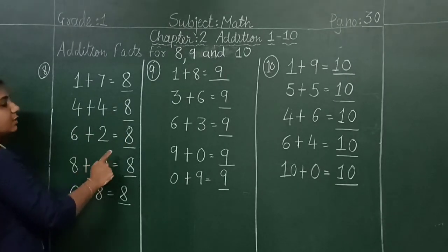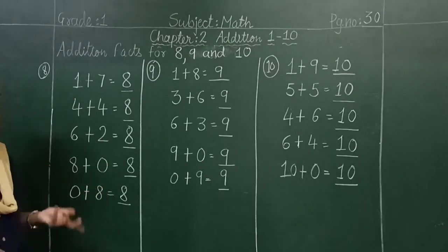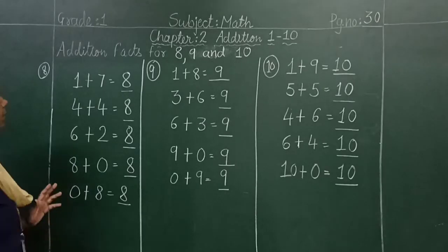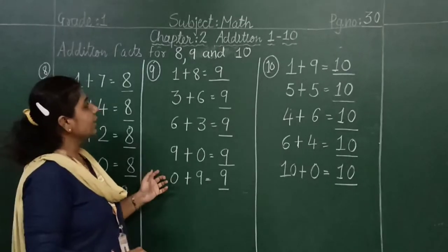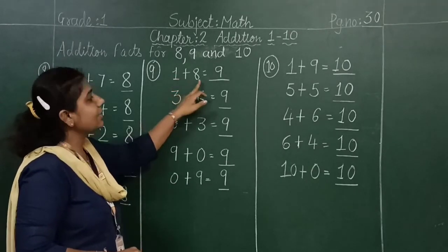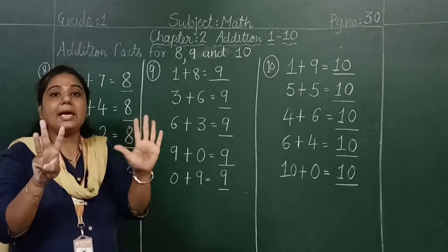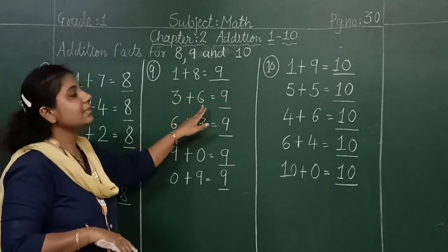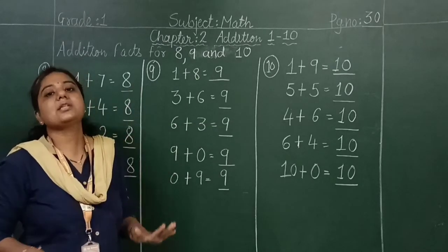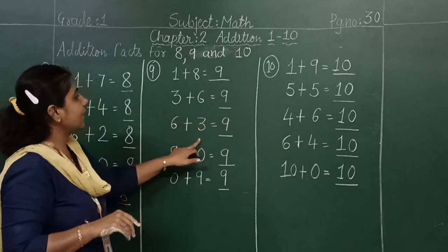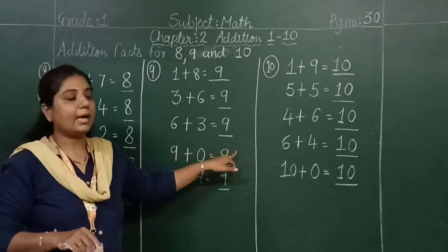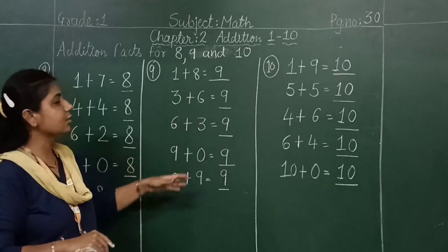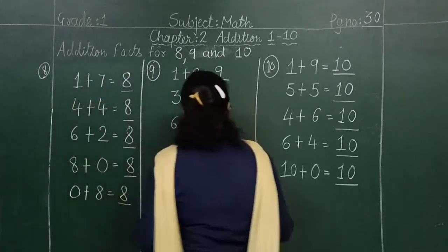6 plus 2 equals to 8. 8 plus 0 equals to 8. 0 plus 8 equals to 8 only. Here also digits are changing but answer is remaining same only. Addition facts of 9. 1 plus 8, 9. Same here. 0 plus 9, 9. Here also, digits are changing, but answer is remaining same.